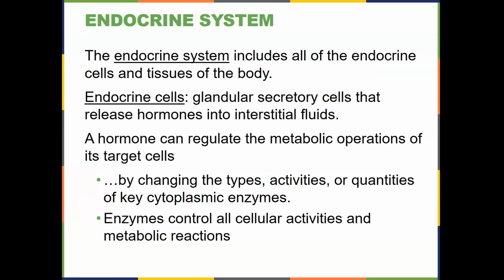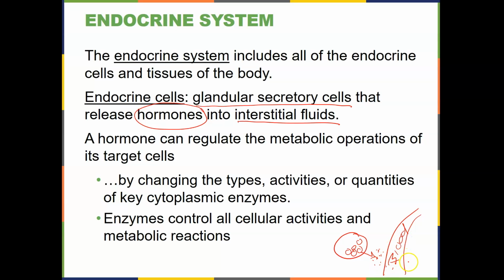So let's define the endocrine system. The endocrine system is a series of tissues and cells that secrete hormones that have targets elsewhere in the body. So the endocrine cells are typically glandular secretory cells that make and release hormones, usually through exocytosis, into interstitial fluids. So basically the idea is you have this gland with vesicles in it, or a cell. Let's just start with the cell. And the cell exocytoses each one of these into the environment where it could be picked up by the blood.